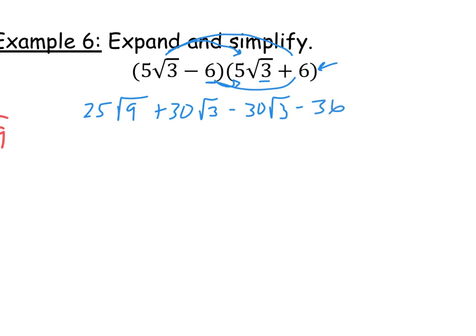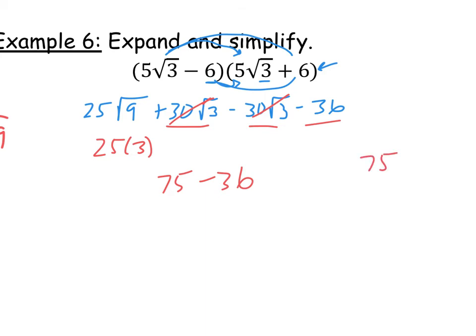Now, what I want you to notice here is here I got positive 30 square roots of 3 and negative 30 square roots of 3. They're going to cancel out. Here I have 25 times the square root of 9. The square root of 9 is 3. So that's actually 25 times 3, or 75. And then I got this minus 36. So we actually get rid of the square roots in this case. And that does happen once in a while.